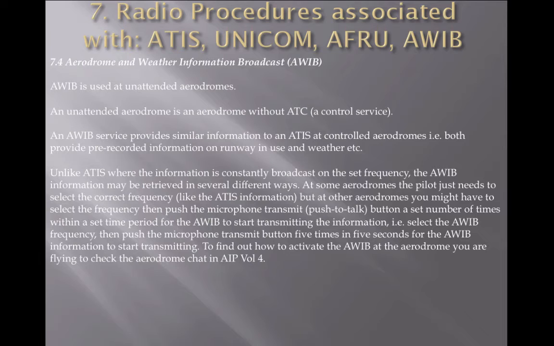Unlike ATIS, where the information is constantly broadcast on a set frequency, the AWIB information may be retrieved in several different ways. At some aerodromes, the pilots just need to select the correct frequency, just like ATIS. But at other aerodromes, you might find you have to select the frequency and then push the mic to transmit, and maybe even a select set of numbered times. Same as if you have pre-designated landing light confirmations.